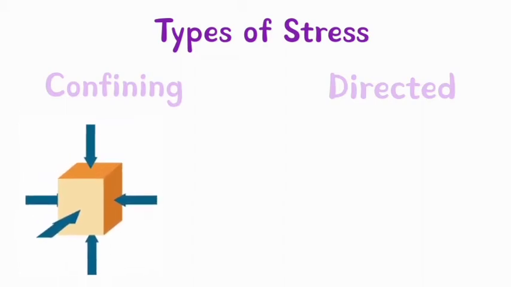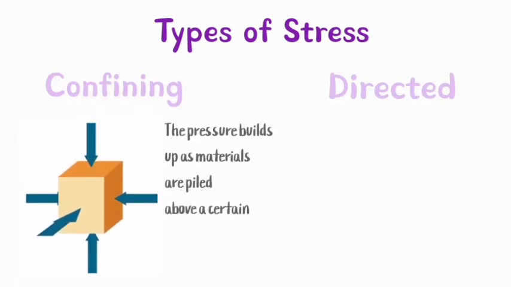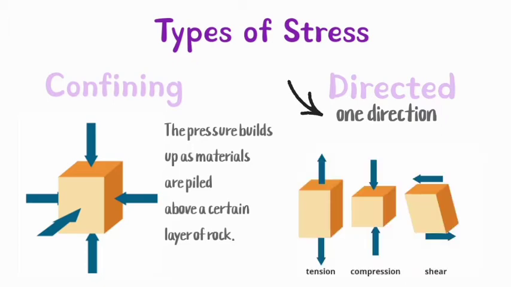Confining stress takes place when a rock or sediment is buried and acts uniformly in all directions. The pressure builds up as materials are piled above a certain layer of rock. On the other hand, directed stress only acts in one direction and is most likely associated with tectonic activities. There are three types of directed stress, namely tension, compression, and shear stress.